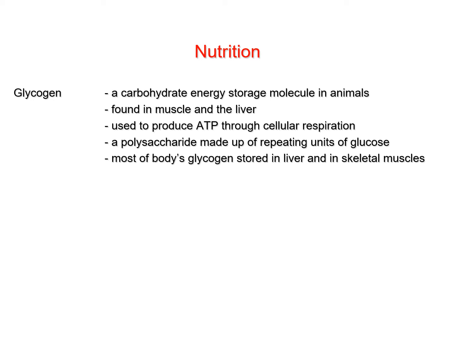Whereas in the muscle, glucose goes in, it gets formed into glycogen as a storage form of carbohydrate, but is used within that particular muscle itself.